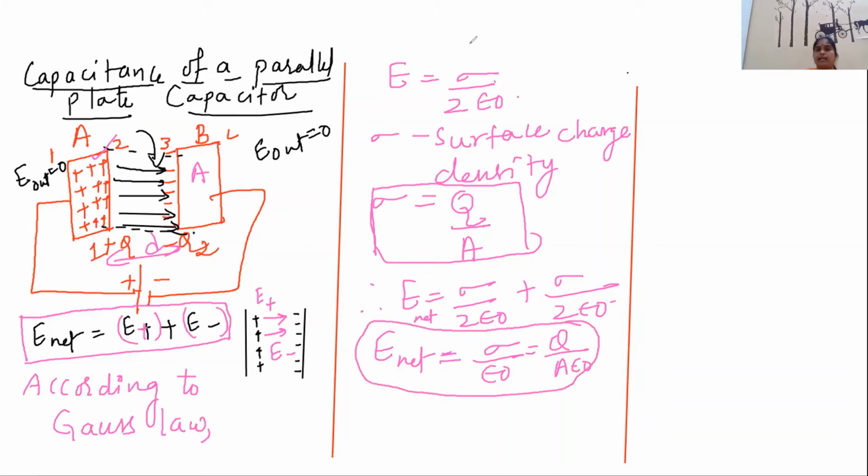Now you need to calculate the potential. Let us see how to calculate it. What is potential difference? Potential difference is the higher potential minus the lower potential. But what is the relation between electric field and potential? The electric potential V is equal to minus the integral of E dot dr. This is the formula for the relation between the potential and the electric field.